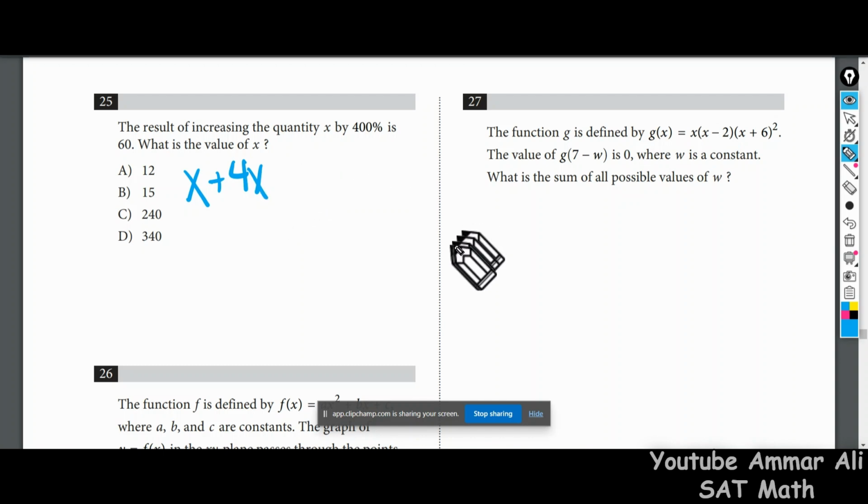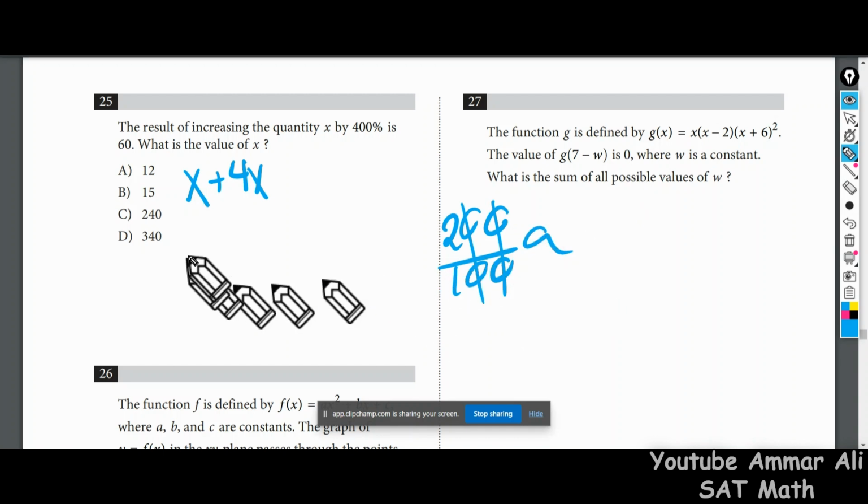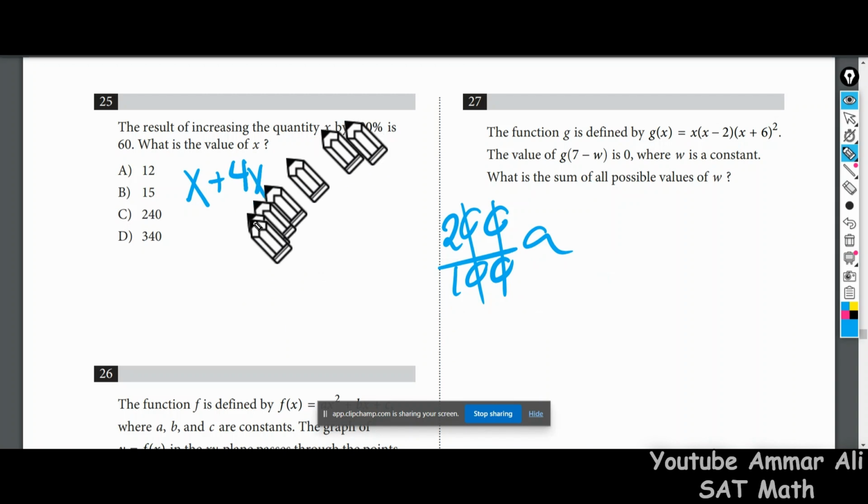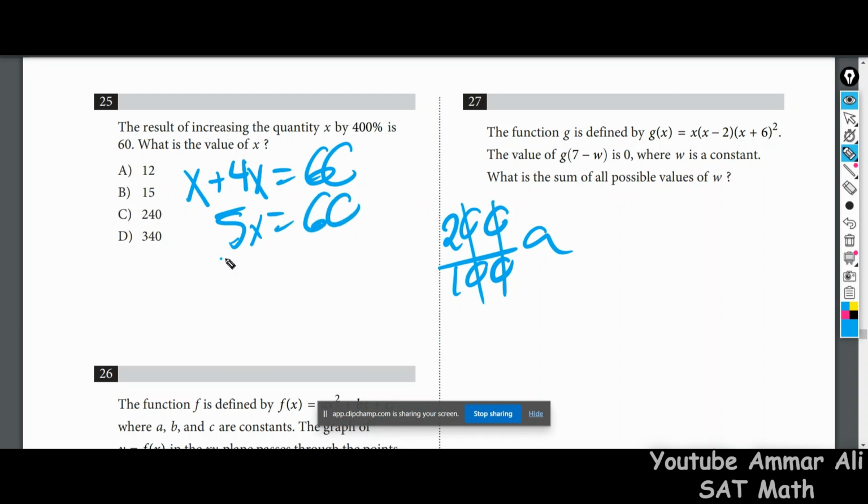So like when, for example, if you're increasing something by 200%, you would be doing 200 over 100, right? Which is the same thing as just multiplying whatever value, let's just say some value a, by 2, right? So that's why I did 4x over here. So x plus 4x is equal to 60, or in other words, 5x is equal to 60. And then just real simple, divide on both sides by 5, you get x is equal to 12, right? Or a. Pretty simple and straightforward.